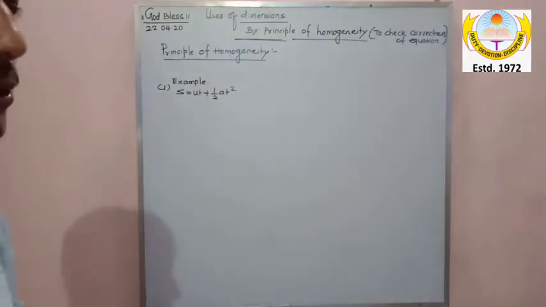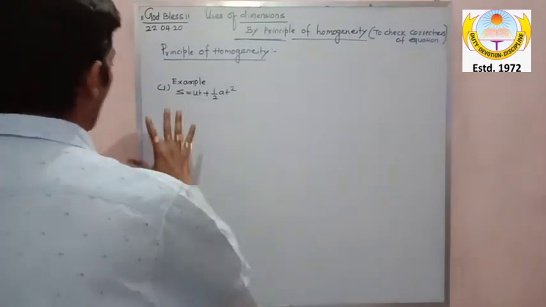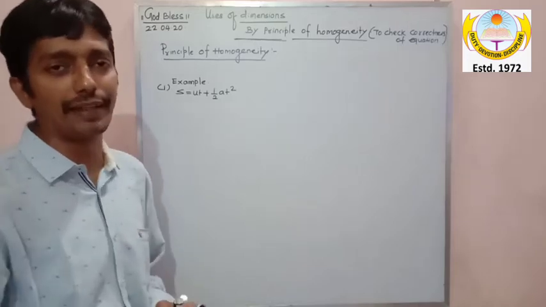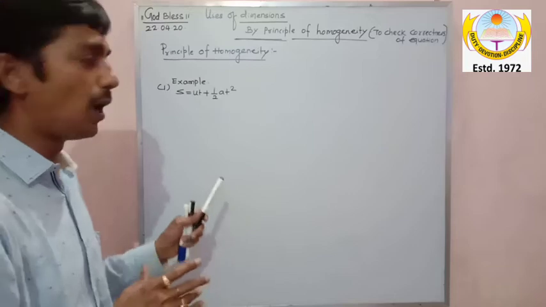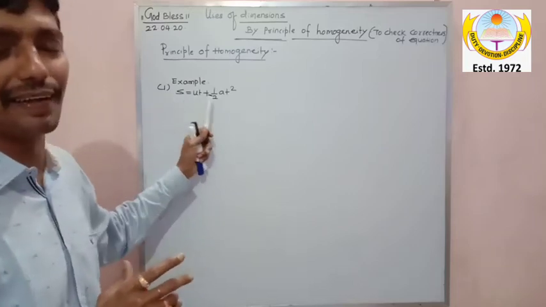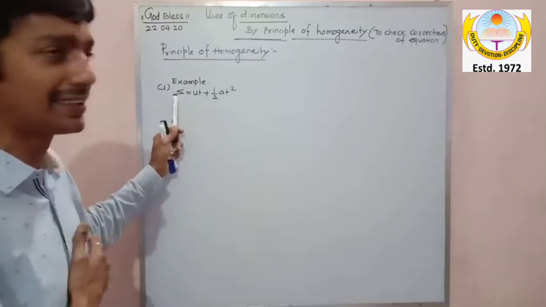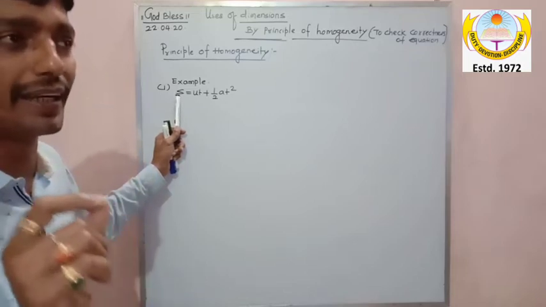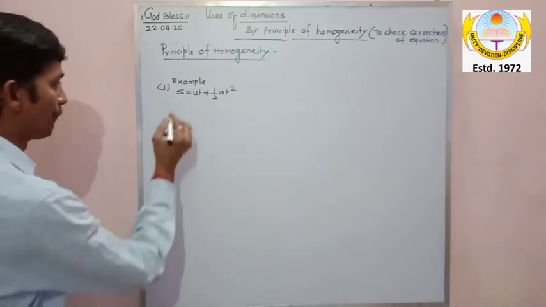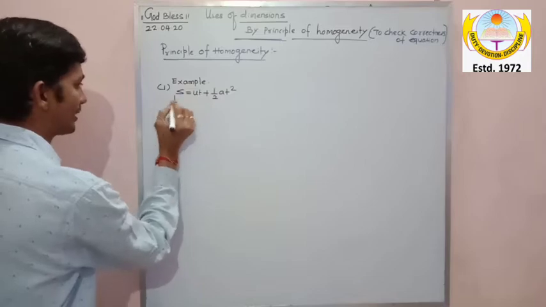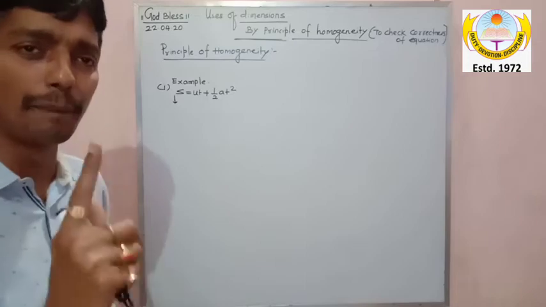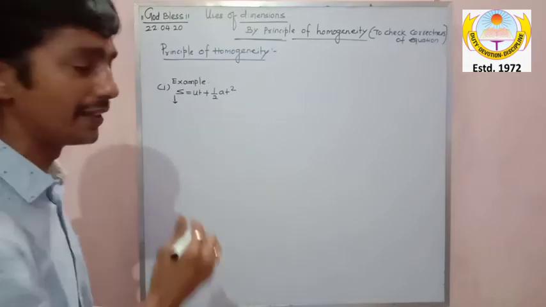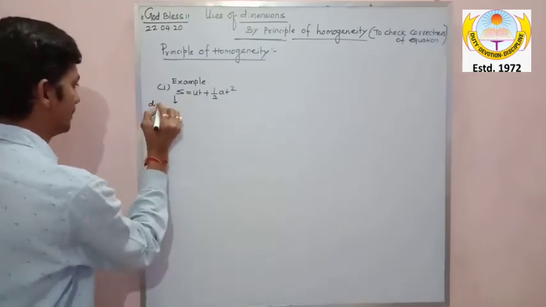S is equal to ut plus half at square. Now to begin with this example, S is equal to ut plus half at square. My dear, first of all, you have to see that in the LHS there is a word S, and you all know that S is a displacement. So the first very important point is that you should know each and every quantity. So here S is displacement.